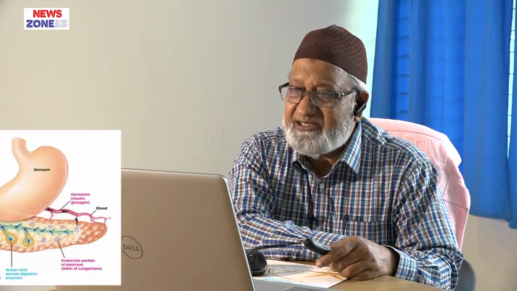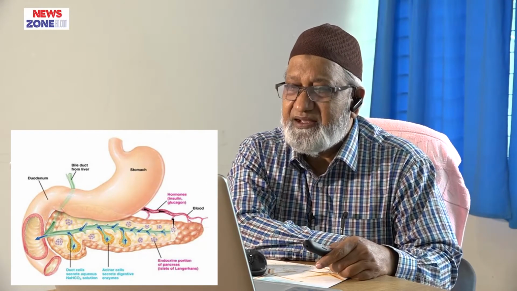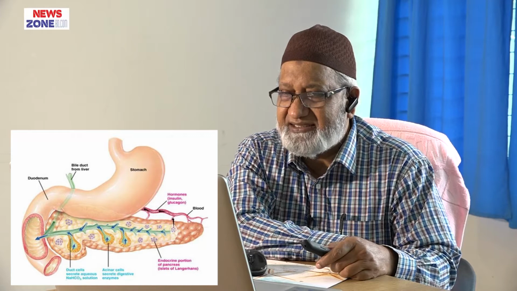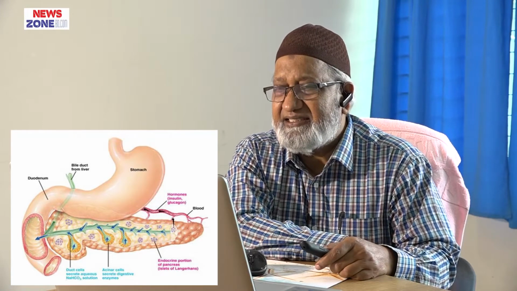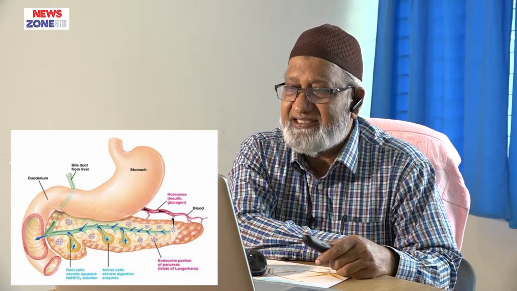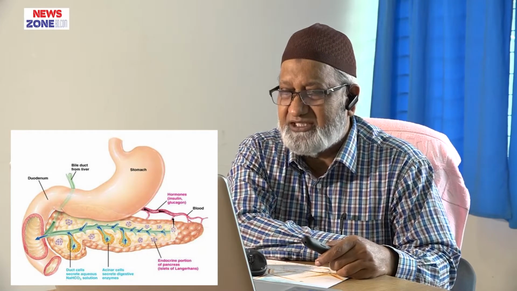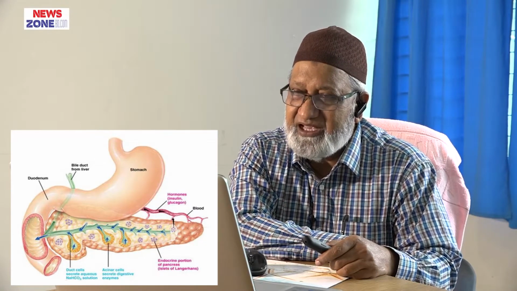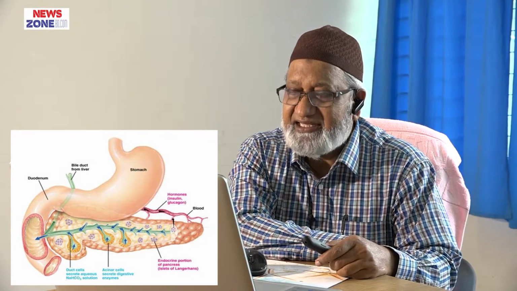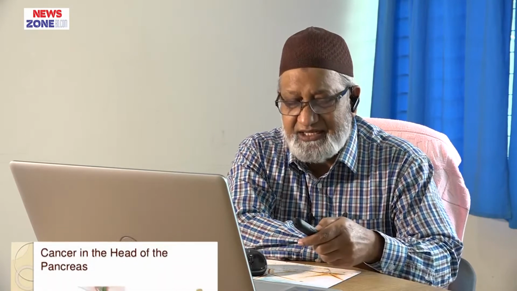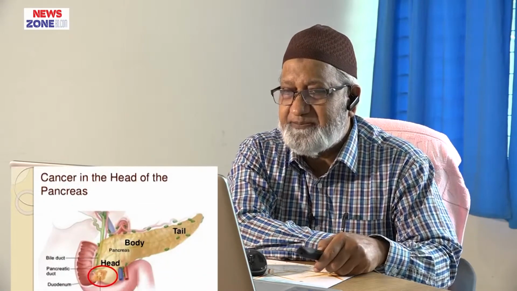It has three parts: head, body and neck, and it is connected with the gallbladder duct system, common bile duct, and pancreatic tissue. The pancreas is a dual organ, that is, two in one. One is the exocrine part and the other one is the very important endocrine part.